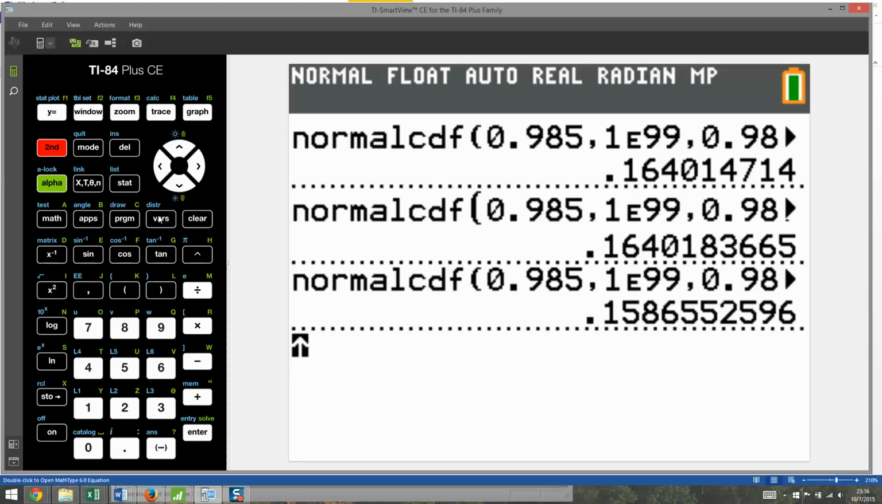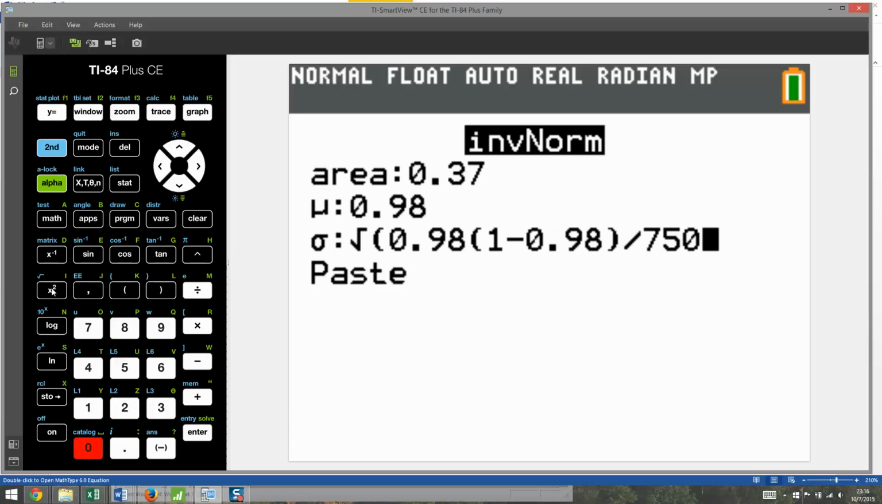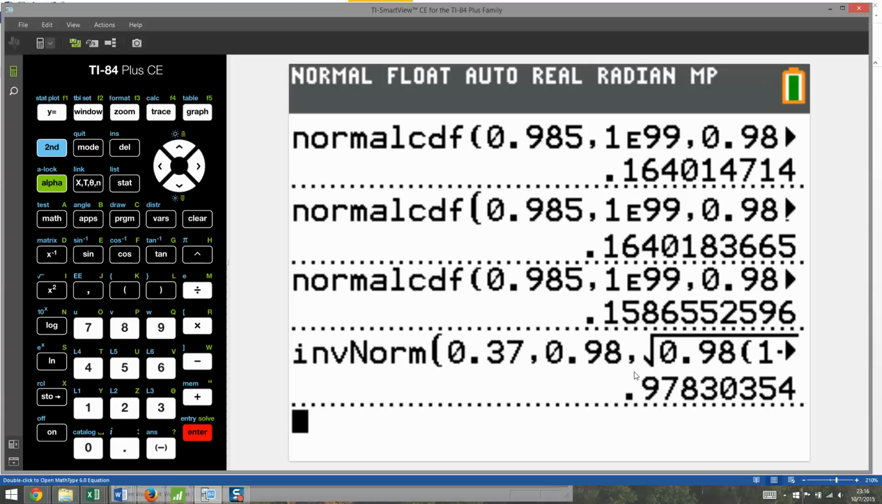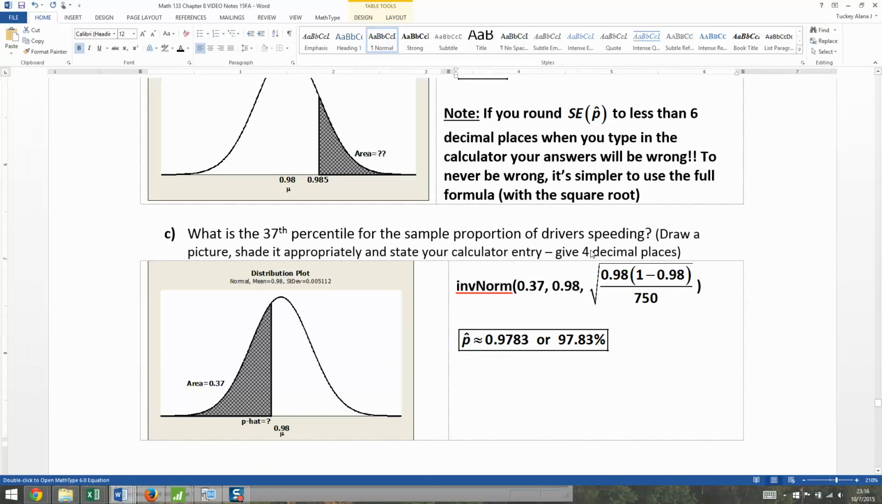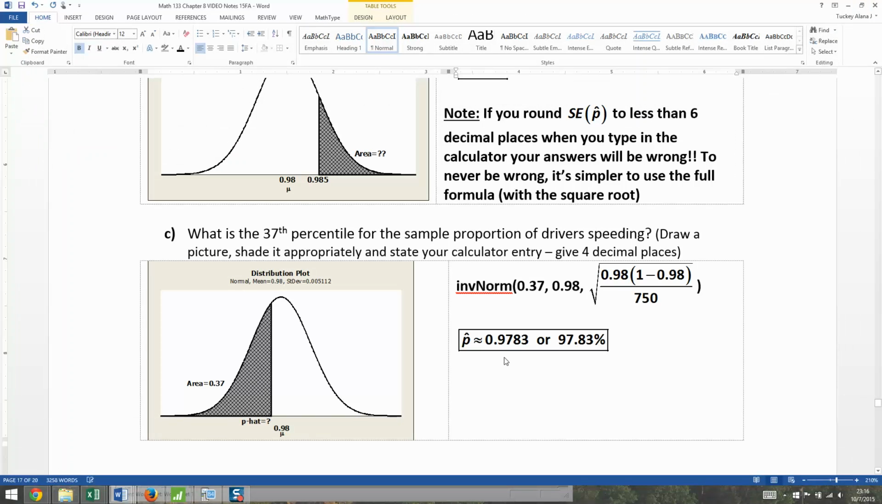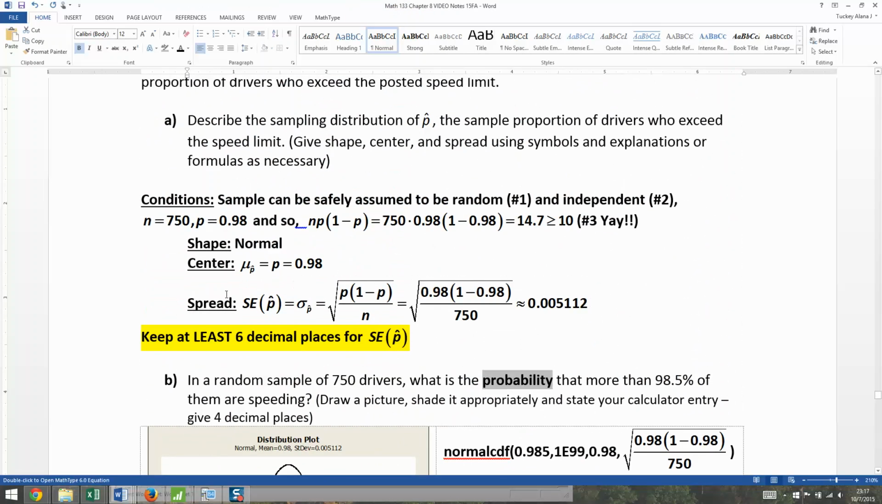So let me grab the calculator. I'm going to use inverse norm, which is number 3. My left area was 0.37 because that's the percentile I'm looking for. 0.98, 0.98, there we go. And then same as before, we could use the square root of 0.98 times 1 minus 0.98, divided by 750. Go down to paste and press enter. And then press enter again, and you get 0.9783. Let's see how many decimal places they want. They want 4 decimal places. So p hat is 0.9783 or 97.83%. It's going to be really high because, remember, your middle is 98%. These are proportions, so it's got to be a number smaller than 1 but bigger than 0. And it turned out to be 0.9783. That's because your spread is so very, very small. Your spread is only 0.005. Very tiny.